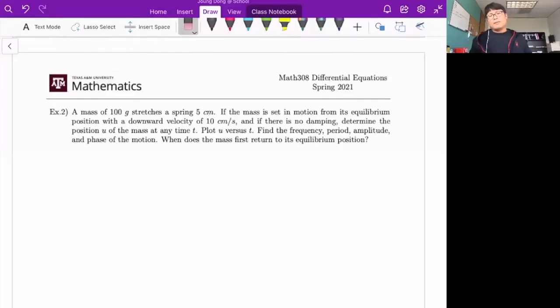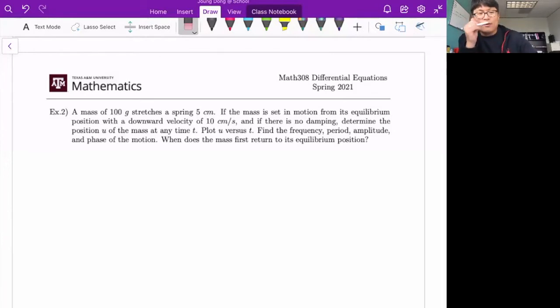Here is the problem about undamped free vibration. Okay, look at this problem. In this problem, they said there is no damping, which means it's undamped, right? And when you read the problem, there's no information about an external force after the vibration started. So that's why we can say this is the undamped free vibration mode.